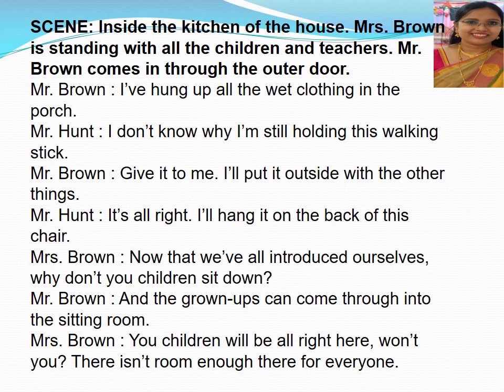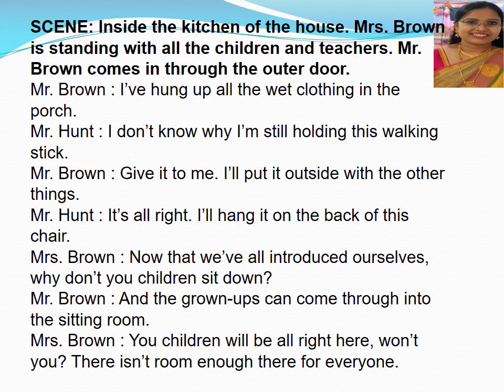Mrs. Brown: Now that we have all introduced ourselves, why don't you children sit down? Mr. Brown: And the grown-ups can come through into the sitting room. Mrs. Brown: The children will be all right here, won't you? There isn't room enough for everyone.